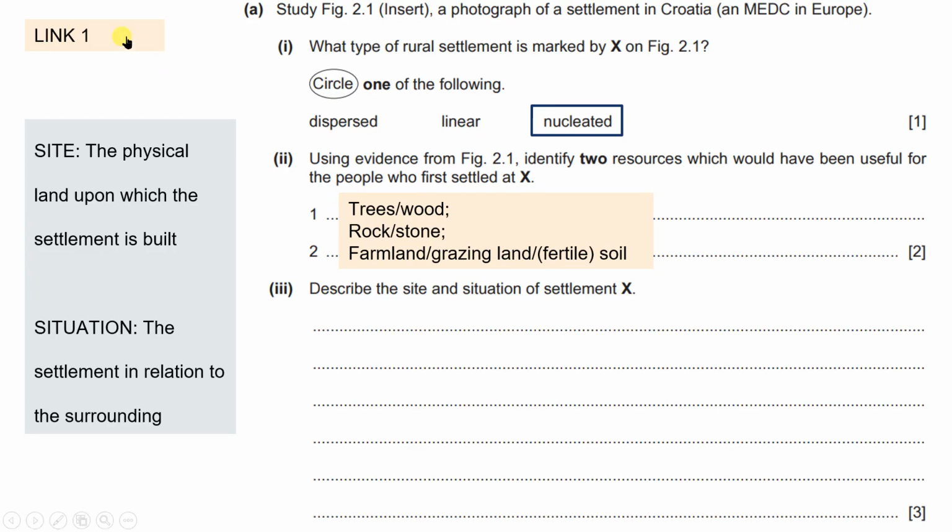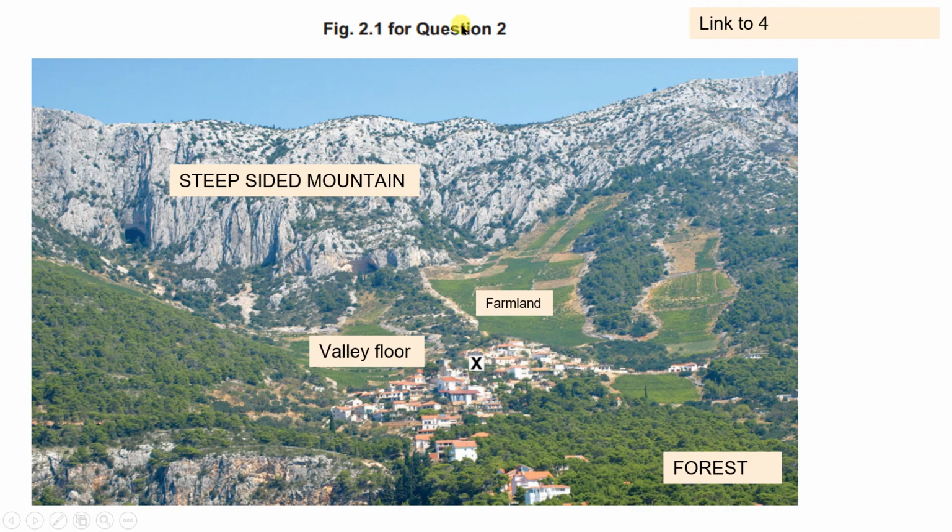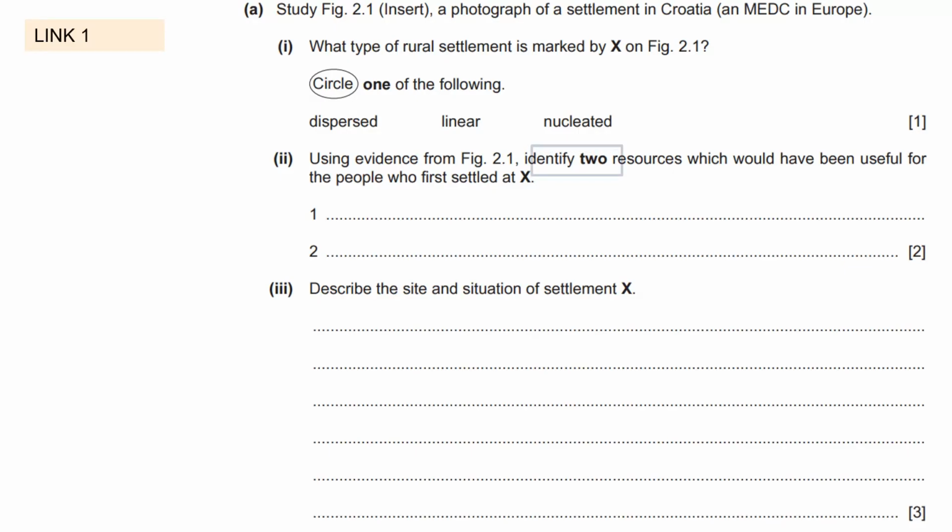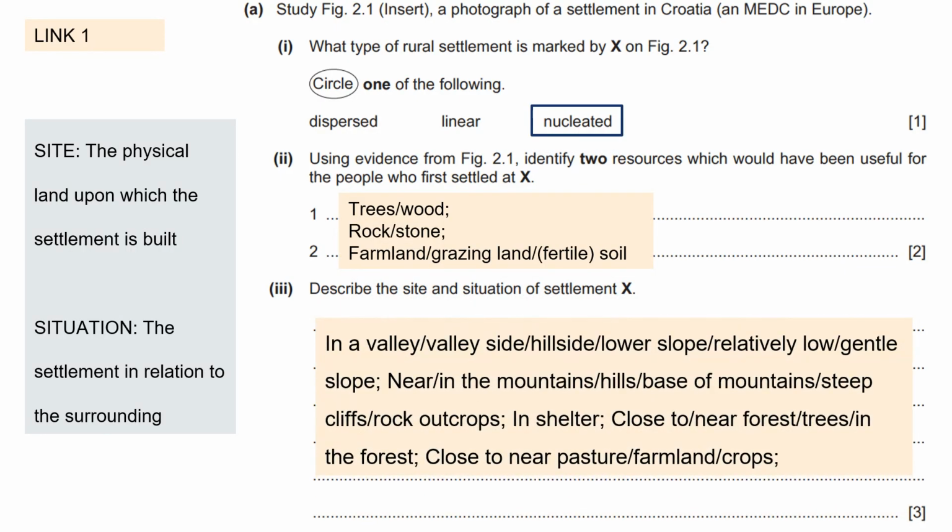If you look at this insert, you find out that the particular site of this settlement is the valley floor here, but the situation is what is surrounding this valley floor. So you have things like farmland, you have the forest, you can have the grazing land, all that are situation around it. That is just that. So quickly look at how the answer looks.